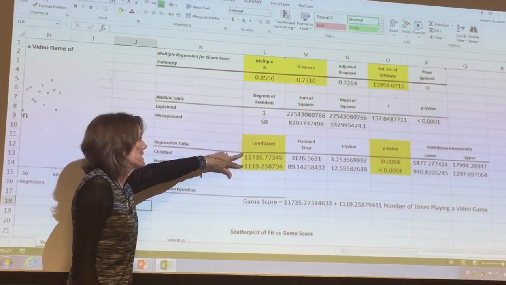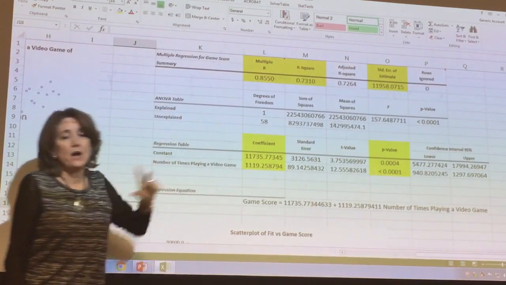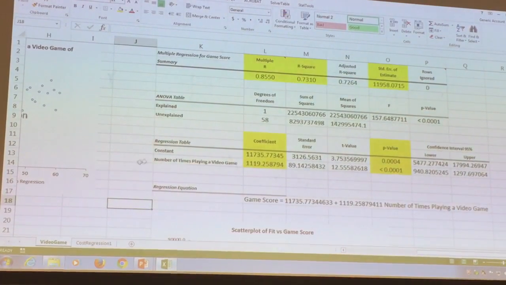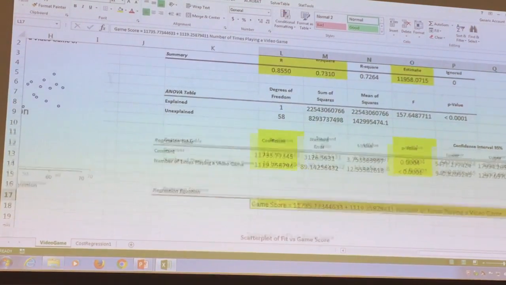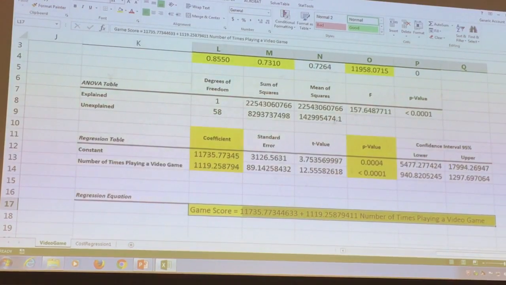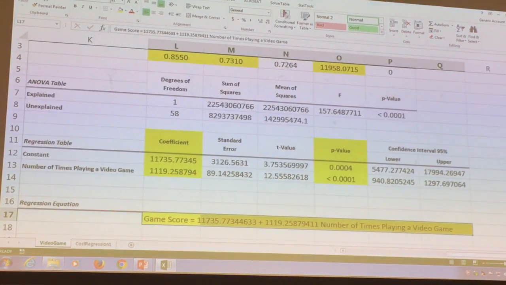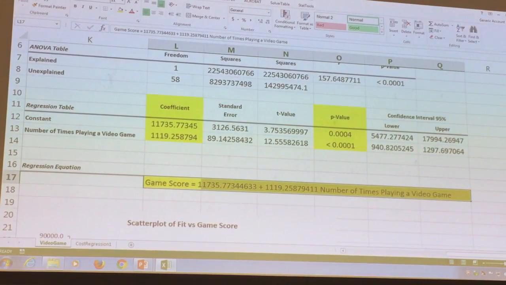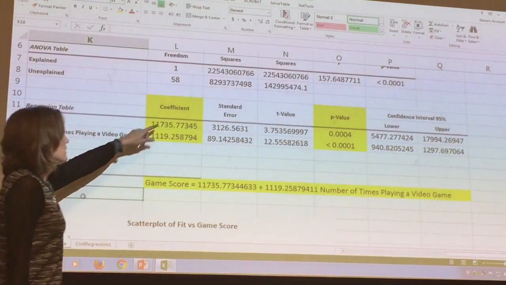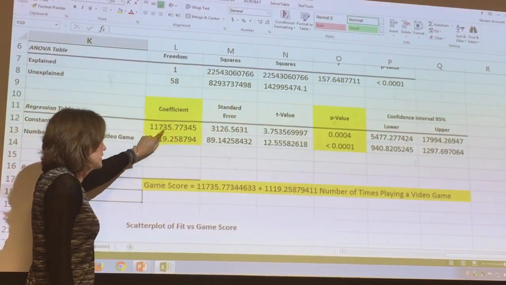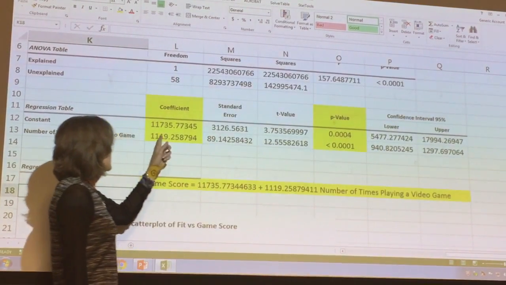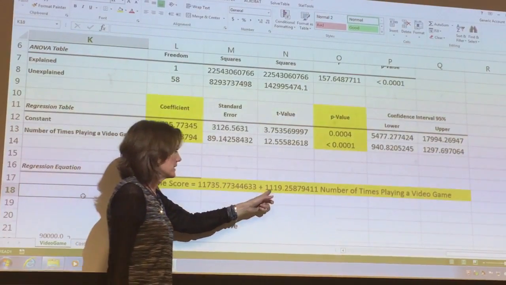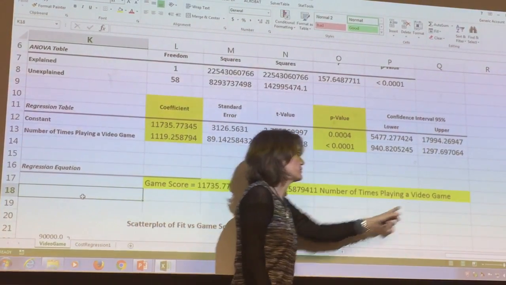So now we look at this and say, well, how would we explain those two coefficients? Well, it might help if we put those two coefficients into an equation. The constant coefficient right here, our game score is equal to that constant coefficient, 11,735, plus the coefficient for the number of times you played, so the 1119 times the number of times you played.